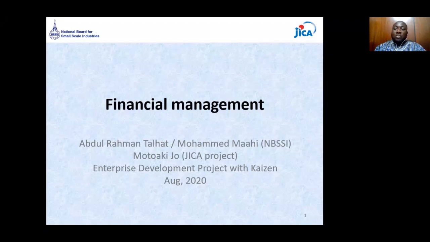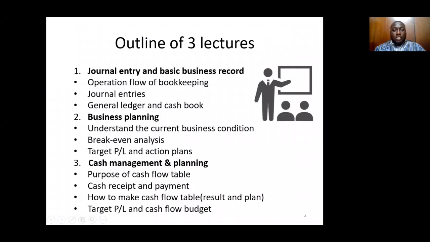Money is the lifeblood of every business for its day-to-day operations. Hence, it must be managed well to achieve the organization's financial goals. In this lecture, I'm going to take you through journal entries and basic record, which consists of operation flow of bookkeeping, journal entry, general ledger, and the cash book.